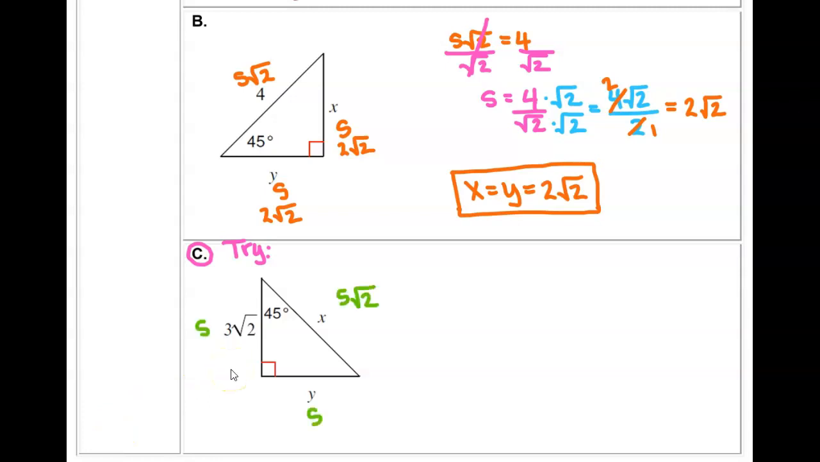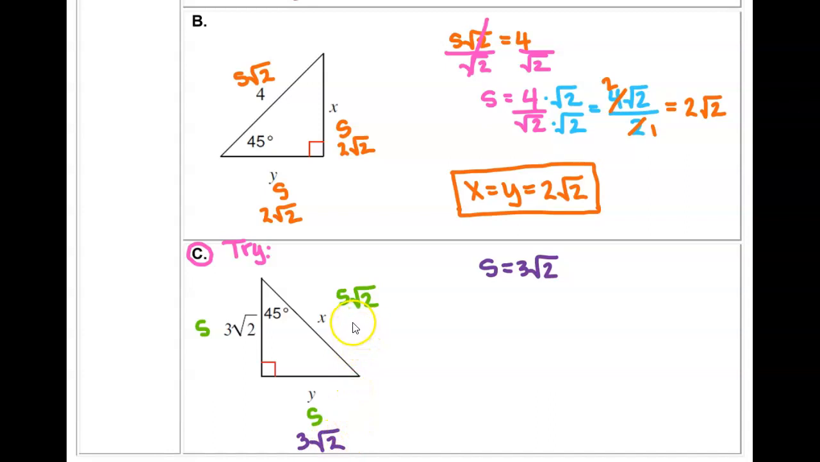Okay, so you should have labeled your legs as S, S, and hypotenuse as S root 2. So what are they giving us here? They're giving us our leg. So we know that S is equal to 3 times the square root of 2, which would make this bottom leg the same thing, 3 times the square root of 2.